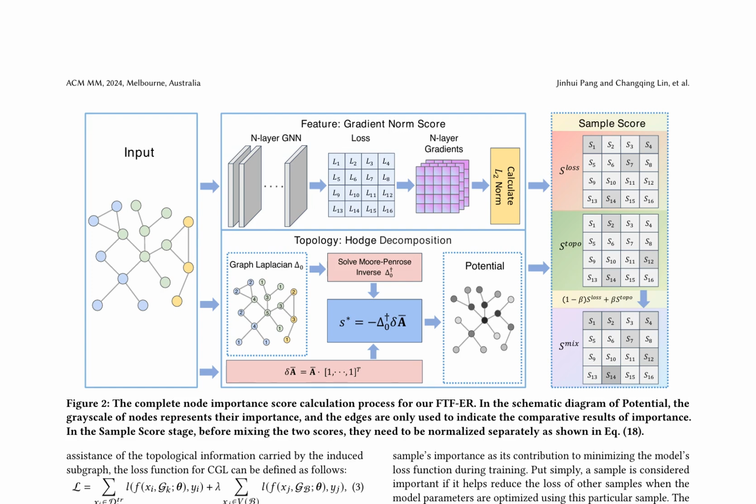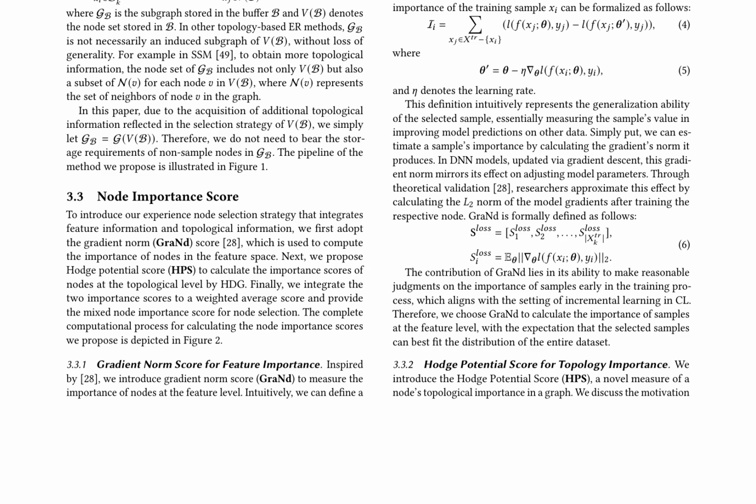The proposed method addresses the limitations of existing methods, which focus on either feature or topological information and neglect global topological information. FTF-ER provides a novel approach to continual graph learning, leveraging both feature and topological information to mitigate catastrophic forgetting. By combining Hodge decomposition and node importance scores, FTF-ER efficiently captures comprehensive global topological information in the node sampling phase, eliminating the need for additional nodes during subgraph creation.